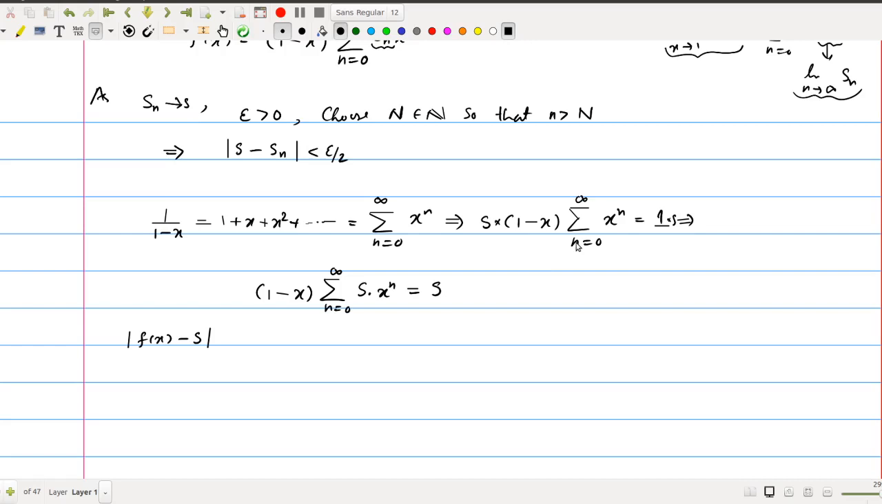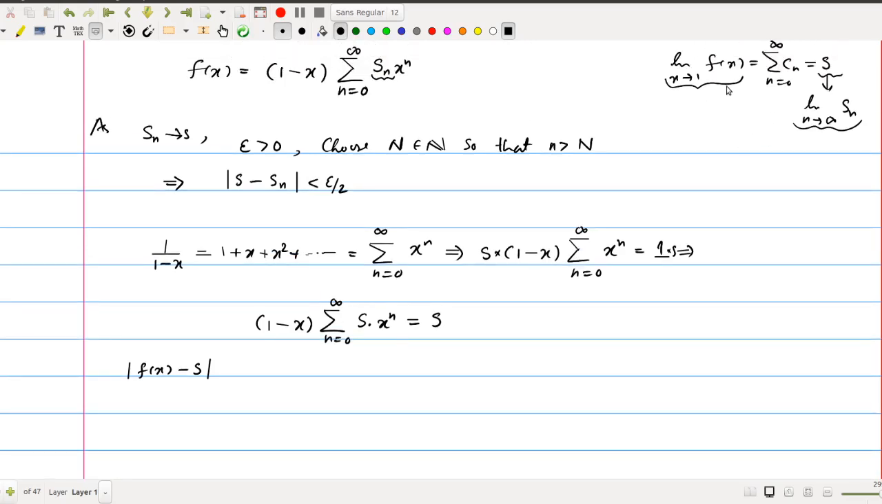So we need to prove this limit x tends to 1 of f of x equal to s. In order to prove this, we will prove that for every epsilon greater than 0, mod f of x minus s is less than epsilon as x tends to 1. That is the meaning of this. So we observe this to make this modulus less than epsilon. We use the expression of f of x defined here.